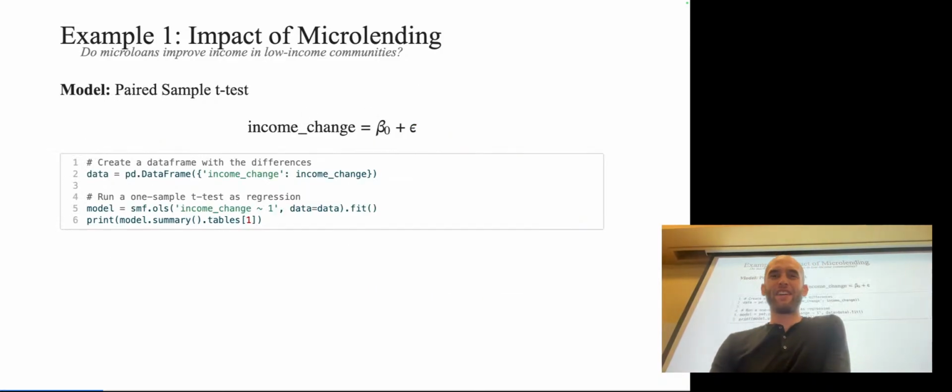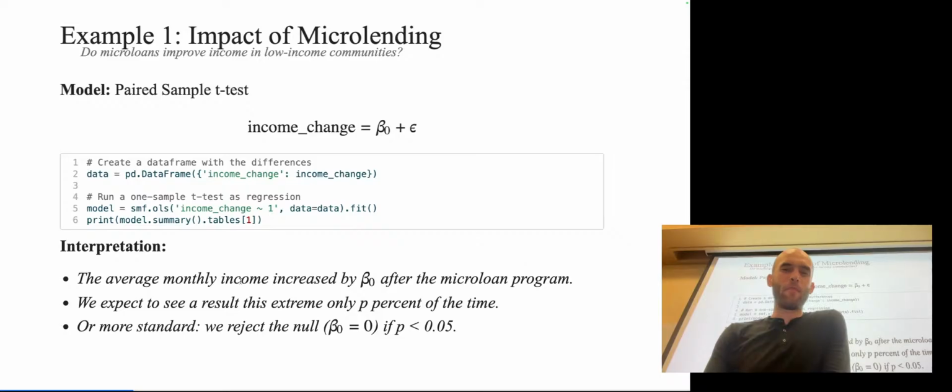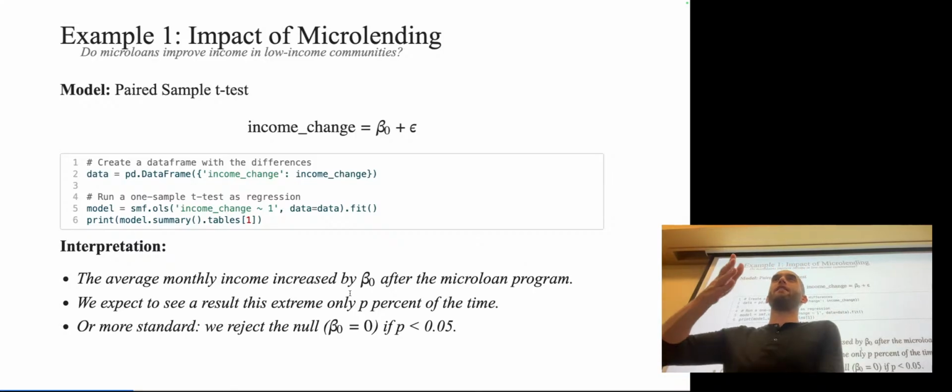All right, so this is our warm-up question. This actually might be one of the more difficult ones. But the interpretation here is that average monthly income increased by beta 0 on average from the program.